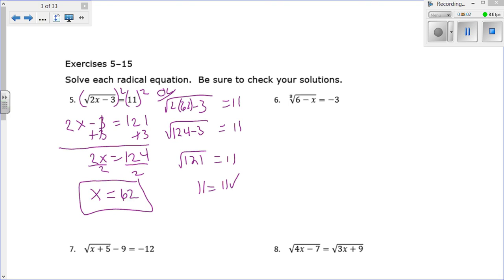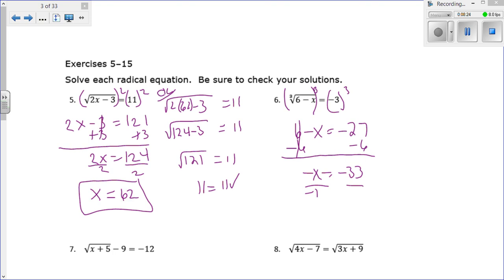For number 6, the radical's alone, but that's a cube root. So I have to cube both sides. So I will get 6 minus x equals negative 3 cubed, which is negative 27. Minus 6. So negative x equals negative 33. Divided by negative 1, so x equals 33.